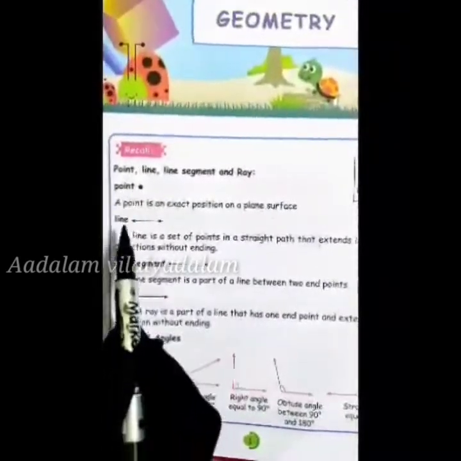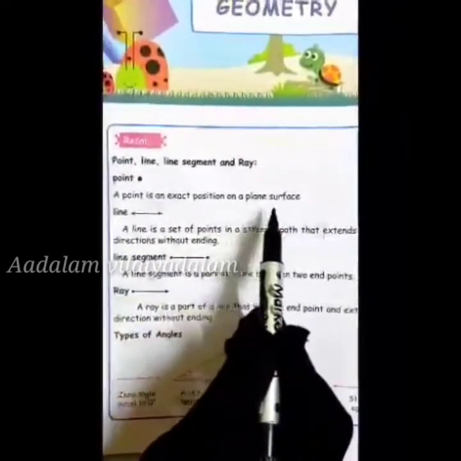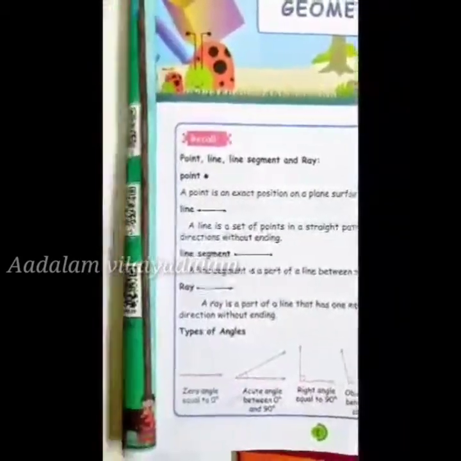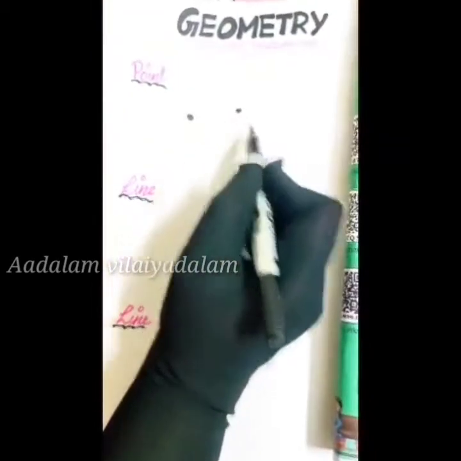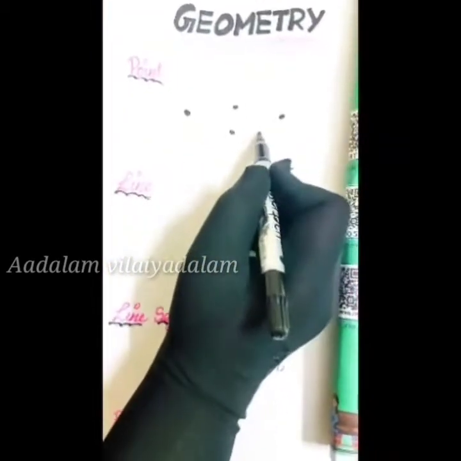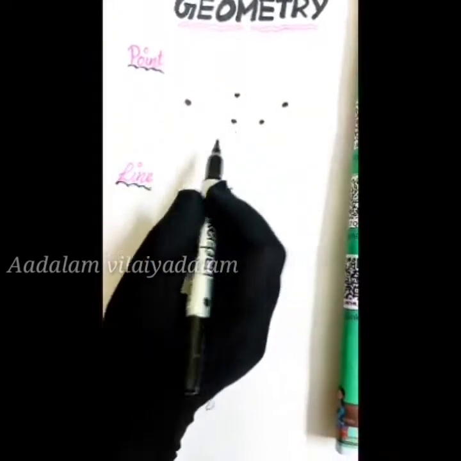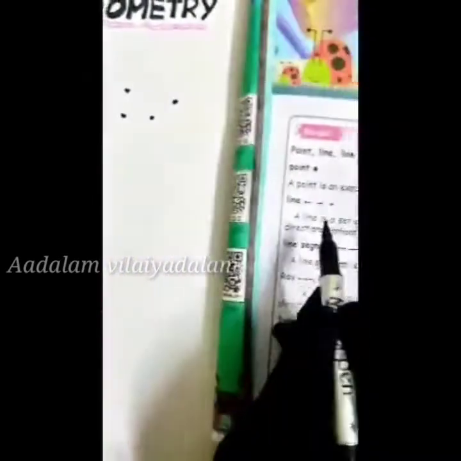What is a point? A point is an exact position on a plane surface. So what is a point, children? See here, a mark, a point on a plane surface. A point may be here also, here also. These are the points on a plane surface in an exact position. So these are called points. Next we will go for the line.